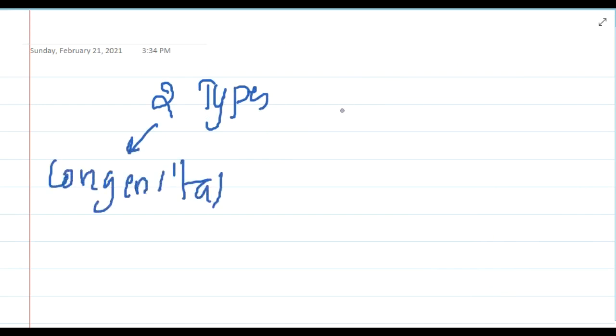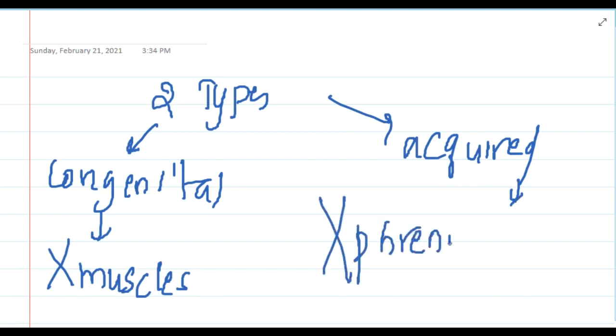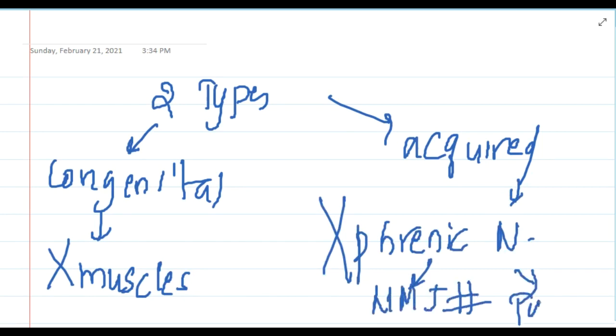There are two types of eventration. It can be congenital or it can be acquired. In congenital, it occurs due to failure of muscularization. The muscles may not be formed congenitally in the dome of the diaphragm. That will result in congenital eventration of diaphragm. Or in acquired, there is dysfunction of the phrenic nerve, and this can be due to neuromuscular junction disorders or trauma. So these are the two important causes of eventration of diaphragm.